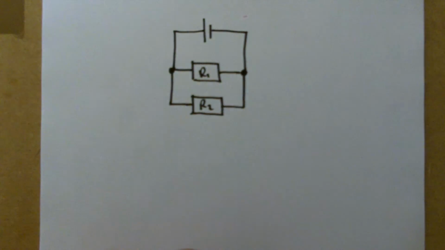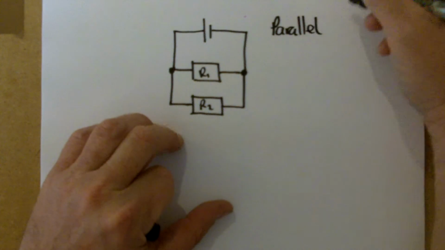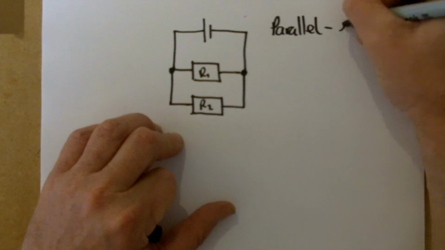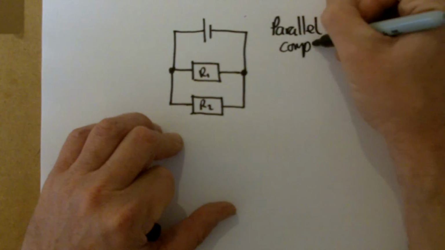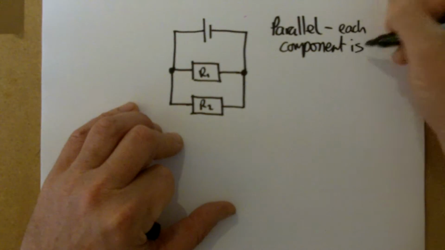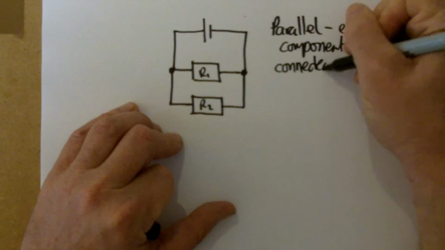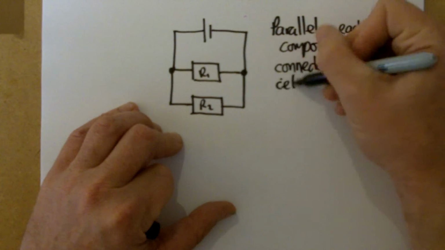But if you think of parallel circuits in the following way, it would really help your thinking. So in parallel, we consider that each component is connected to the cell directly.